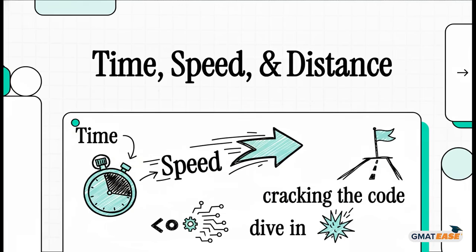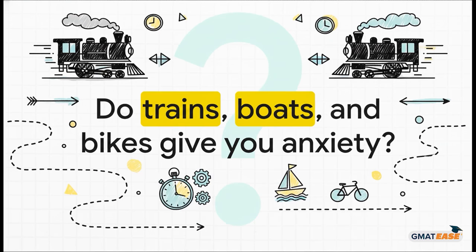Okay, let's talk about something that, let's be honest, gives a lot of people a major headache on tests. Time, speed, and distance problems. You know the ones. But what if I told you there's a way to crack the code? Let's dive in. Right? You see a problem about two trains leaving opposite ends of a station, and your brain just shuts down. It feels like they're designed to be confusing. But I promise you're not alone, and there's a way simpler way to think about them.